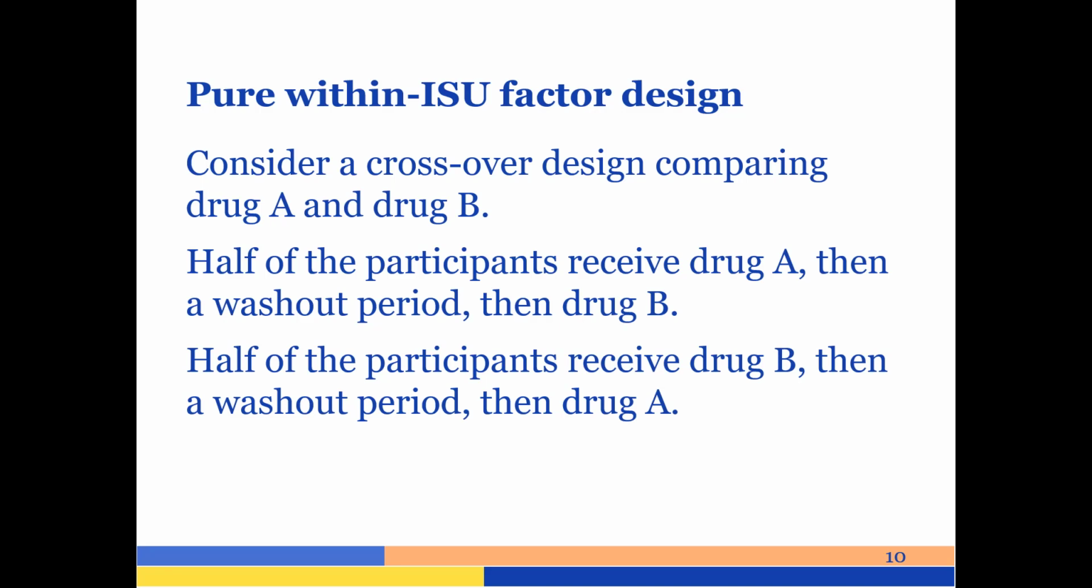Here's an example of a pure within factor design. This is called a crossover design to compare two drugs, where participants receive one drug, have a washout period, and then take another drug. The participants are measured throughout the study over time to test the effects of each drug. The order is changed for half of the participants to counterbalance possible order effects. But this is a pure within independent sampling unit factor design because there aren't any separate treatments. It simply looks at how each drug affects every patient over time.